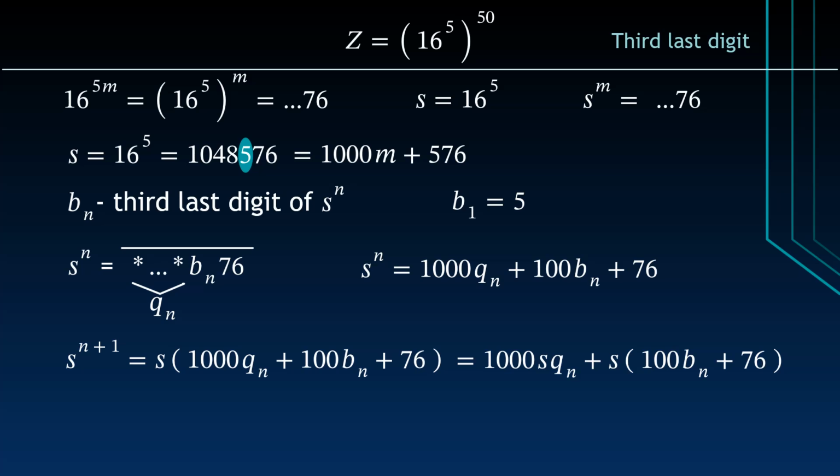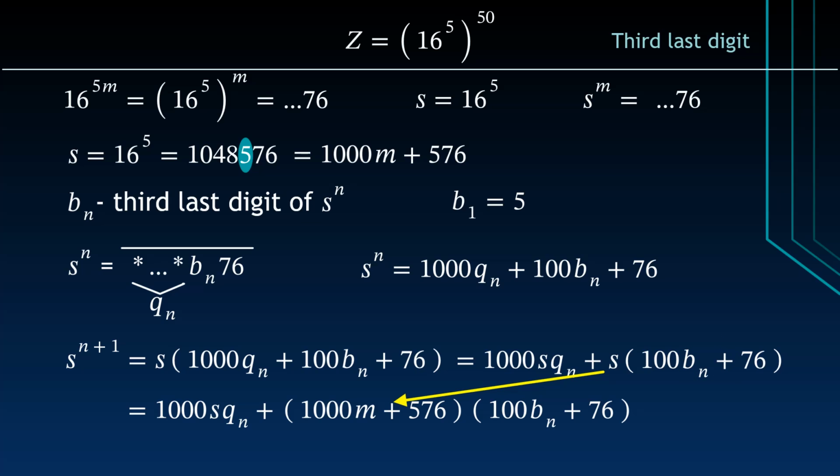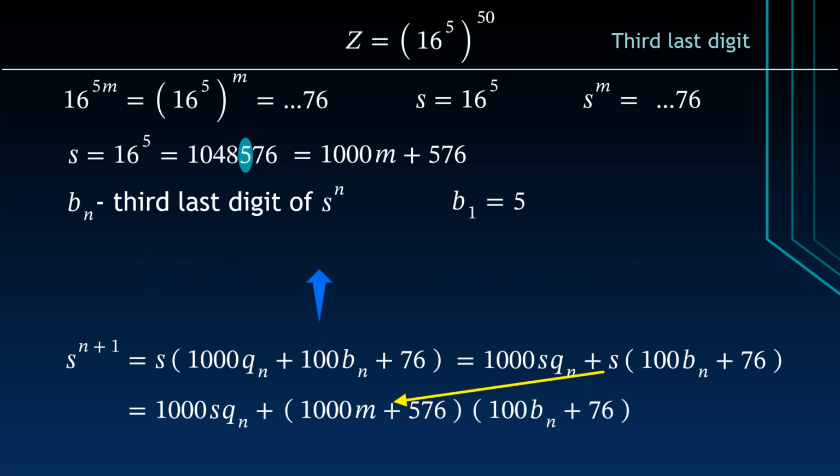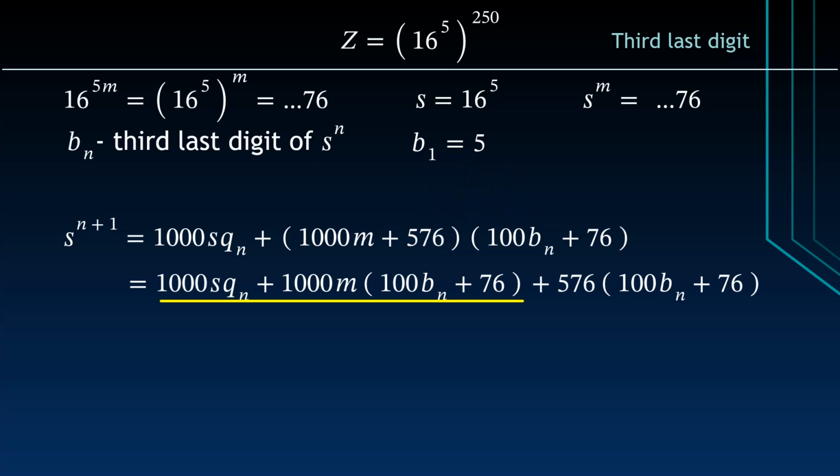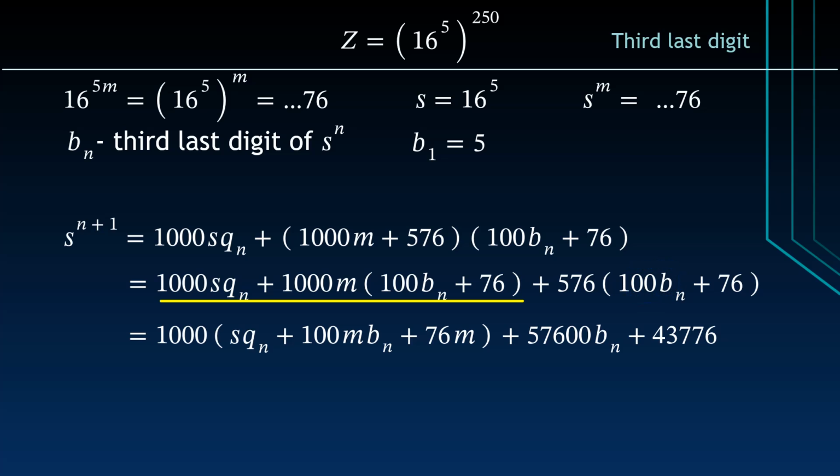There is no need to explore the first term with factor 1000, as it ends with 3 zeros and does not affect the third last digit. However, the second term is important, so we substitute s there. Before we can proceed, I will move the last expression to the top and wipe the obsolete lines. So we multiply the terms. The terms with factor 1000 aren't really important, so we just group them. However, the last term has to be distributed.